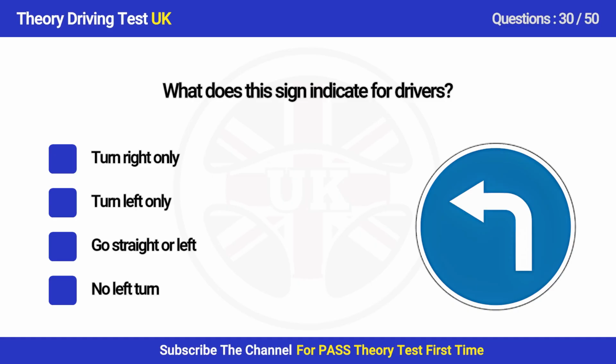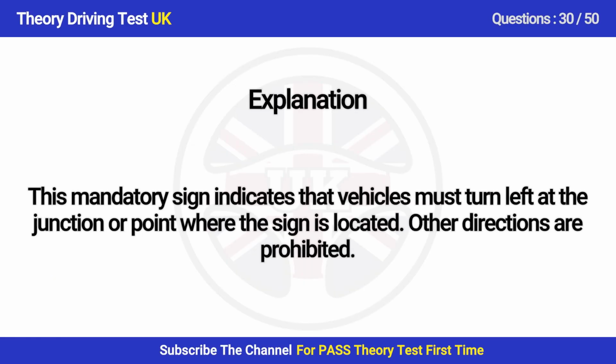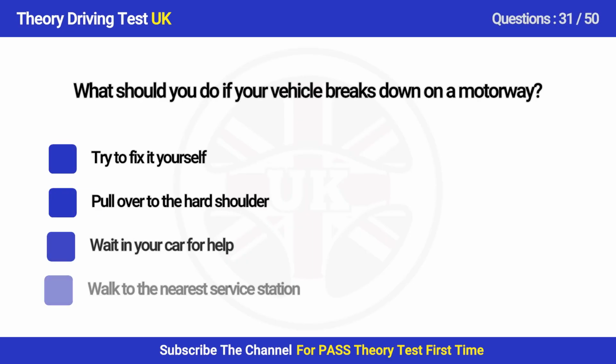A. Turn right only, B. Turn left only, C. Go straight or left, D. No left turn. Answer is B. Turn left only. This mandatory sign indicates that vehicles must turn left at the junction or point where the sign is. Other directions are prohibited. Question 31. What should you do if your vehicle breaks down on a motorway?